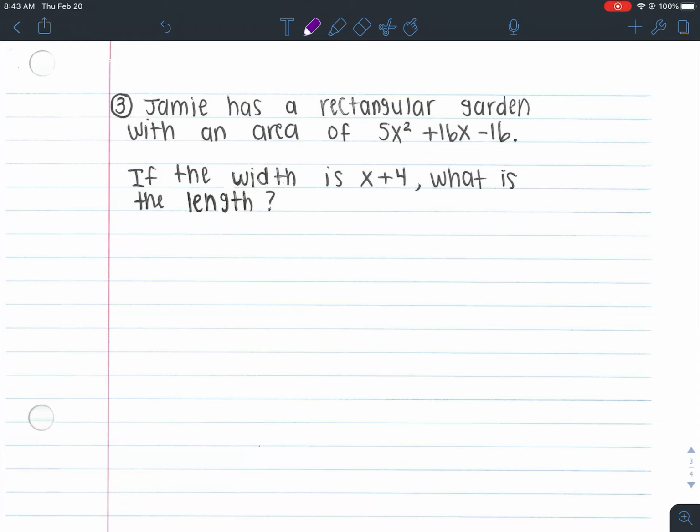process. Jamie has a rectangular garden with an area of 5x squared plus 16x minus 16. If the width is x plus 4, what is the length? Okay, so they're not asking us to find the area. They've given us the area.